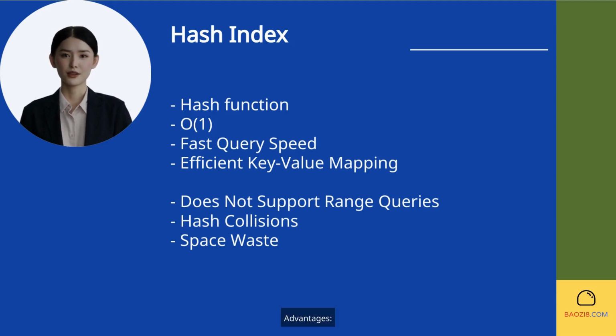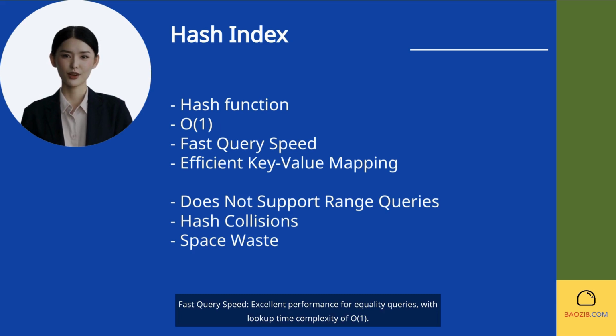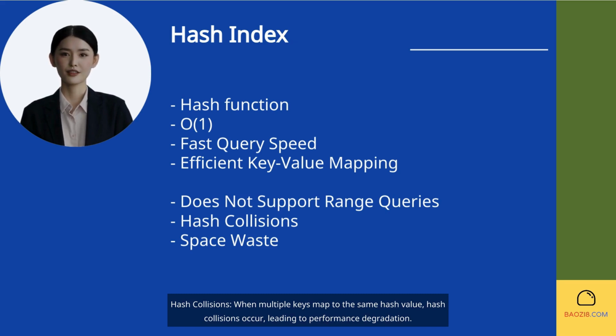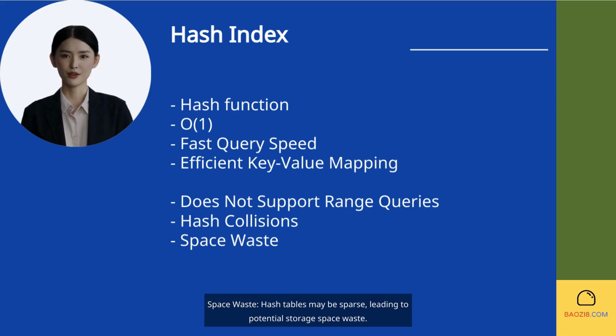When querying, the hash function directly computes the hash value, enabling data location in O(1) time complexity. Advantages. Fast query speed. Excellent performance for equality queries, with lookup time complexity of O(1). Efficient key value mapping. Ideal for scenarios requiring frequent exact value lookups. Disadvantages. Does not support range queries. Hash indexing cannot handle range queries, as the hash function disrupts the data order. Hash collisions. When multiple keys map to the same hash value, hash collisions occur, leading to performance degradation. Space waste. Hash tables may be sparse, leading to potential storage space waste.